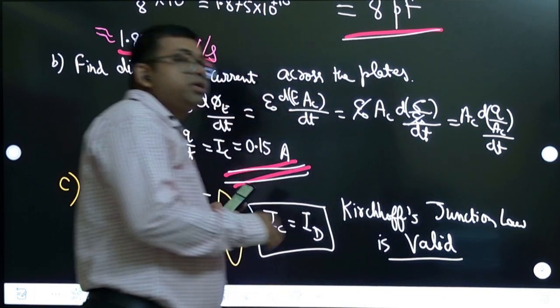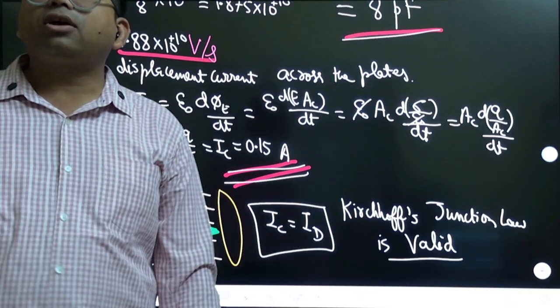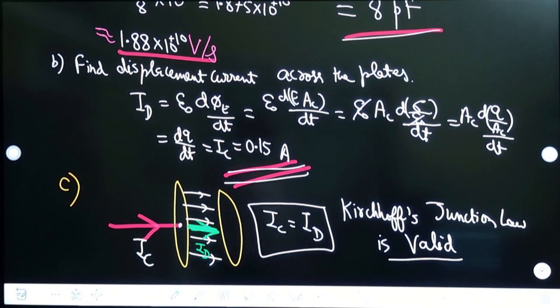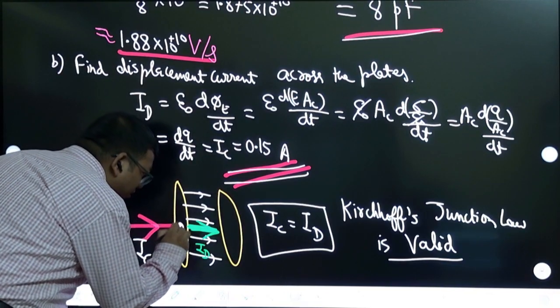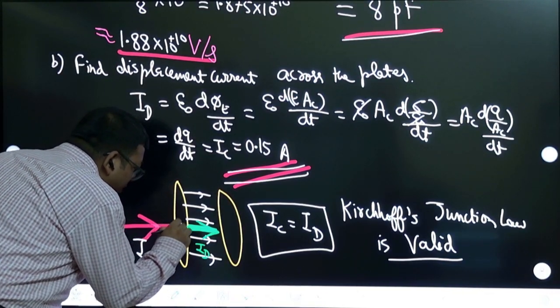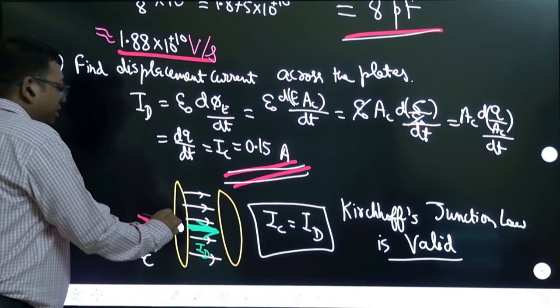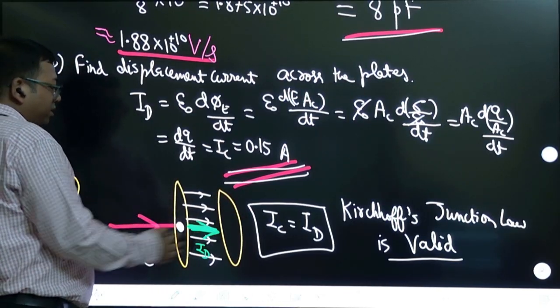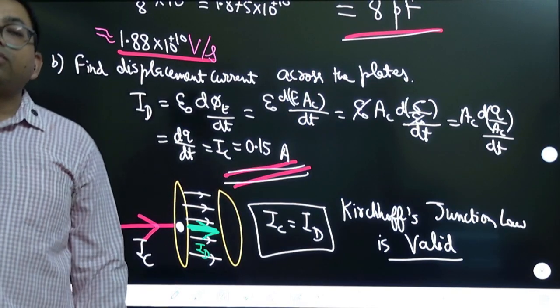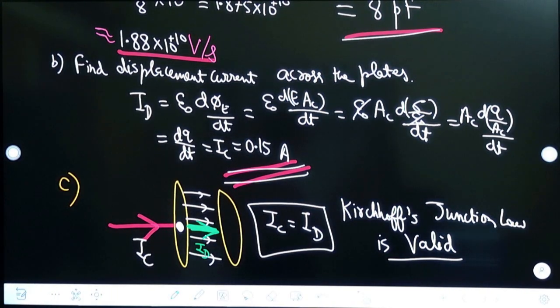Because what does Kirchhoff's junction law say? Current input is current output at the junction. So where is the junction? This is the junction, at the plate where the current is entering. Whatever current is entering, the same current is going out, but the nature of the current is different. One is current in the wire, another is current in the changing electric field. Clear? Yes.